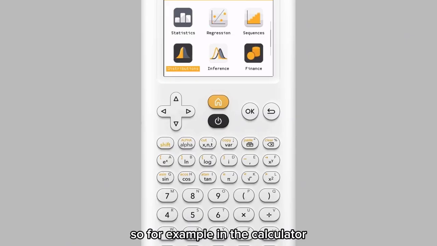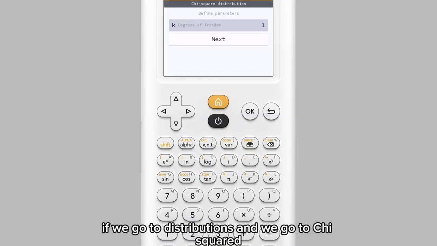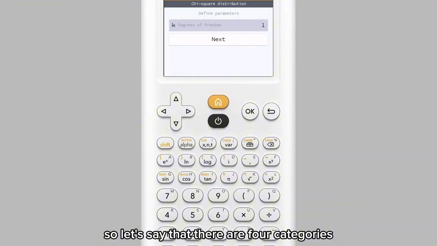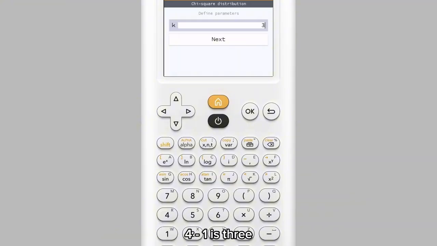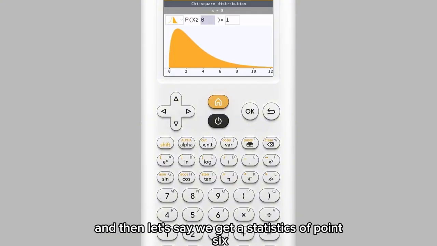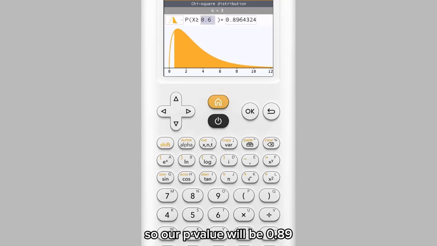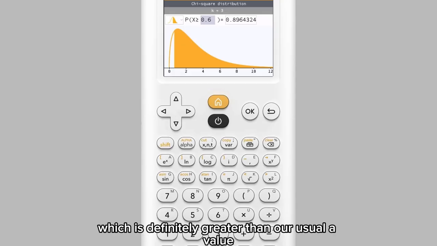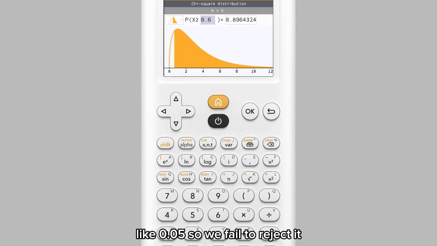So, for example, in the calculator, if we go to distributions, and we go to chi-squared. Let's say that there are 4 categories. 4 minus 1 is 3. And then let's say we get a statistic of 0.6. So, we will see what's greater than. Our p-value would be 0.89, which is definitely greater than our usual alpha value of like 0.05. So, we fail to reject it.